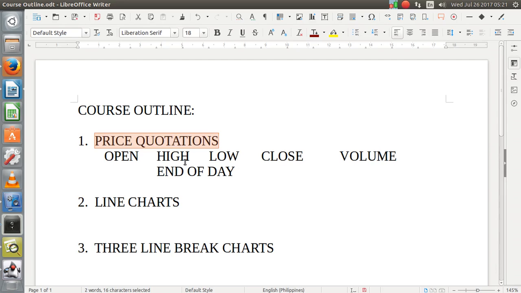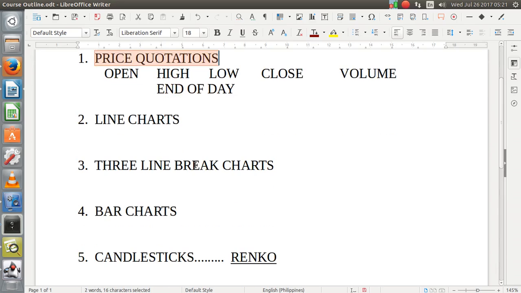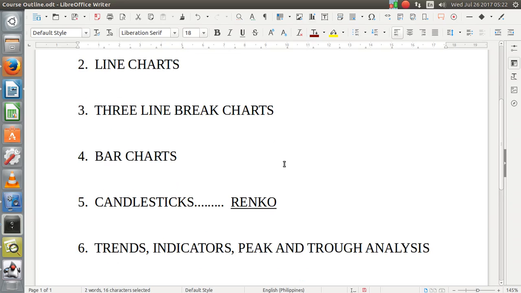So we've talked of line charts and 3-line break charts already. This is all covered in video 1. We've talked of Renko and peak and trough analysis in video 2. So this is the third video. We're gonna talk now about bar charts just a little bit, because we're really not gonna use bar charts a lot.